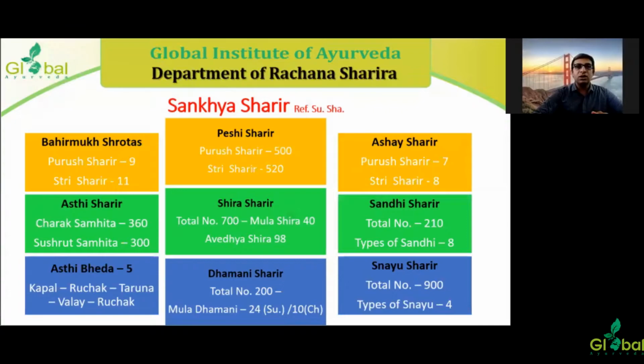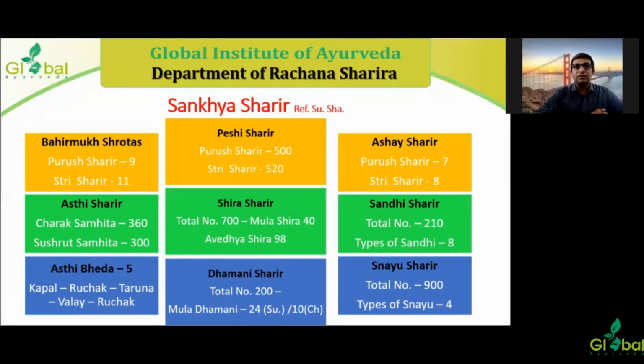Coming to Asthi Sharira, Acharya Susrut has mentioned 300, while Acharya Charak has mentioned 360 bones in the body. Types of Asthi as per Susruta are 5, that is Kapalasthi, Ruchakasthi, Tarunasthi, Valayasthi and Nalakasthi. There is a mistake in the slide. The fifth type is Nalakasthi.